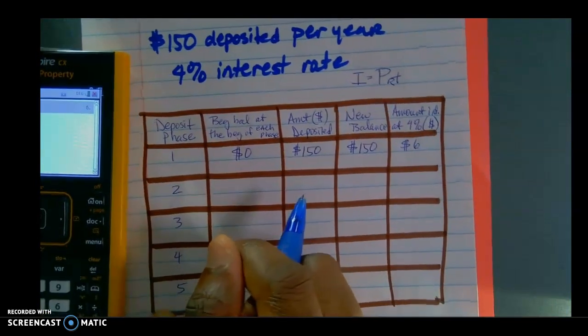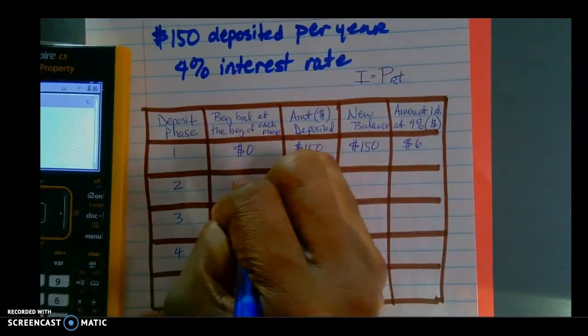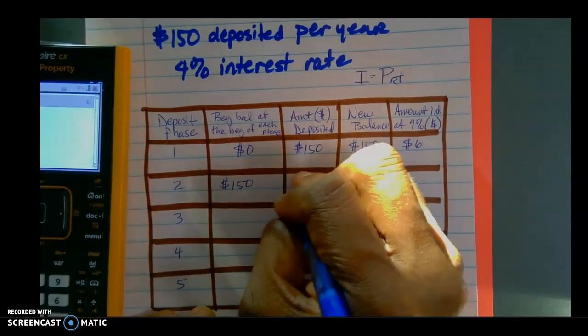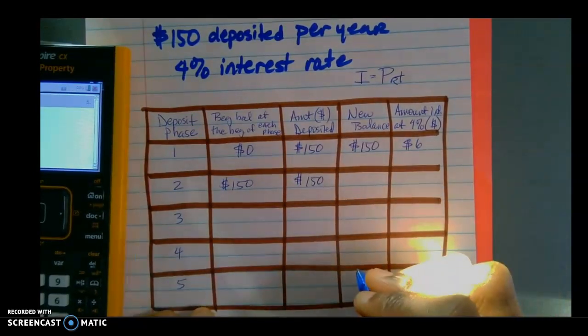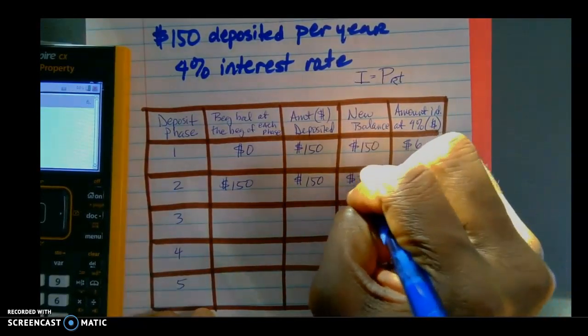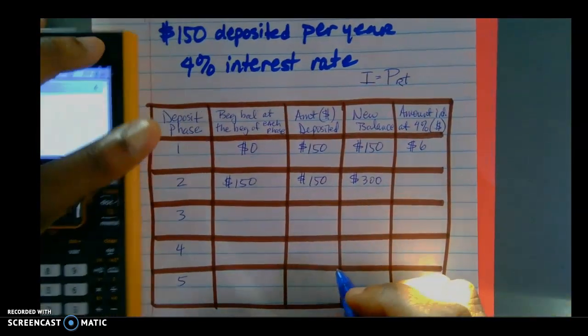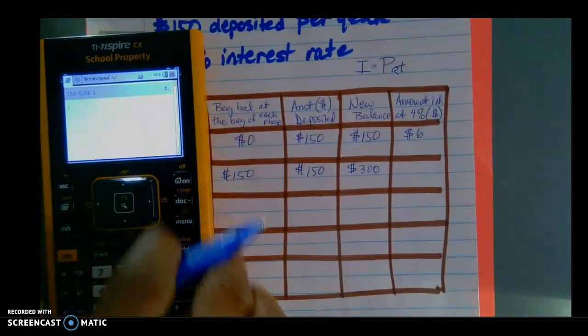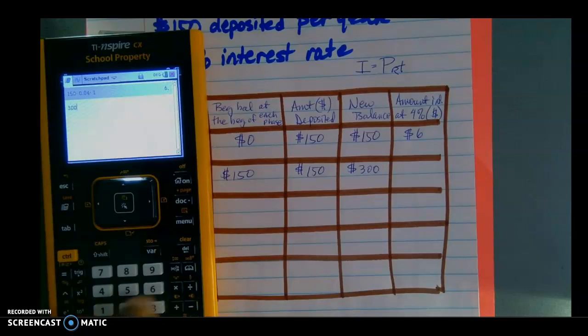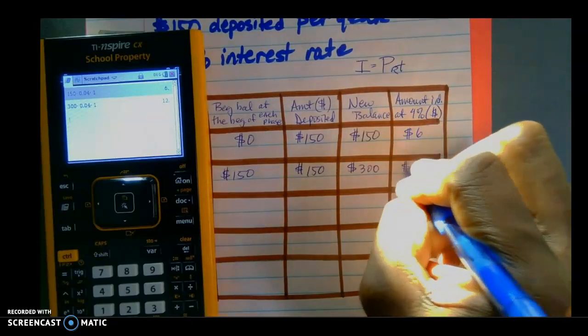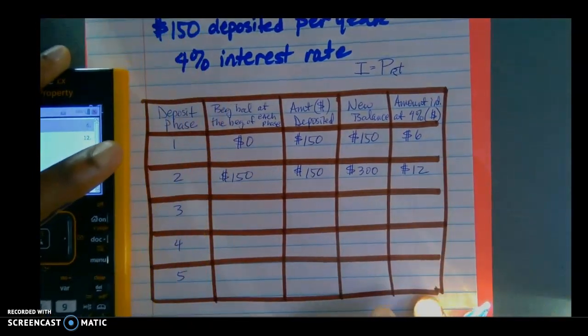What is her new balance at the beginning of phase 2? That's going to be $150. She walks in on her birthday and deposits another $150. So what's her new balance? That's $300. I'm going to use that $300 to calculate my interest. So again, 300 multiplied by 0.04 times 1. Why did I not multiply by 2? Because the phase wasn't 2 years, it was 1 year. It's 4% per year. That becomes $12.